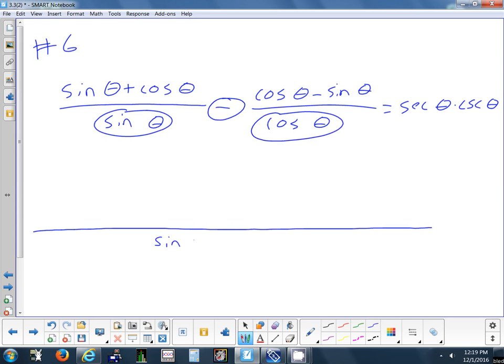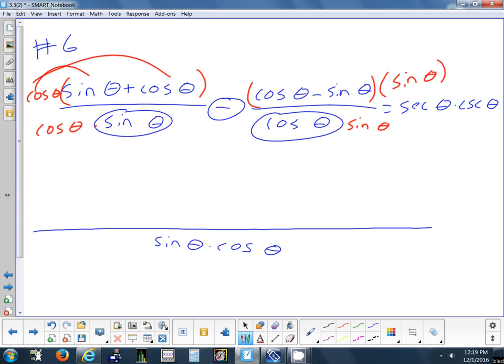So I'm going to have sine times cosine, and I need to change both denominators. I'm going to multiply this by cosine, and that by cosine. And we're going to multiply this one by sine, and sine. Now, when we do this out, what we have to be careful of, that's going to get distributed like that. That's going to get distributed like that. But we also have this minus that's in front of the set of parentheses. So that minus also gets distributed.